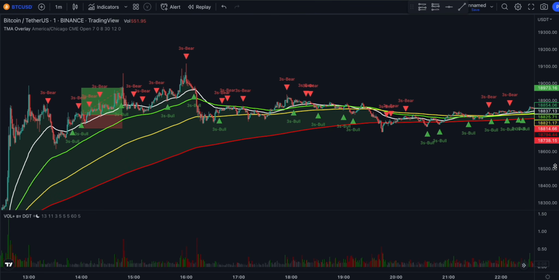So again, as soon as you see the 21 SMA cross the 50 SMA to the downside, abandon any long signals, simply wait for a complete change in trend from bullish to bearish.